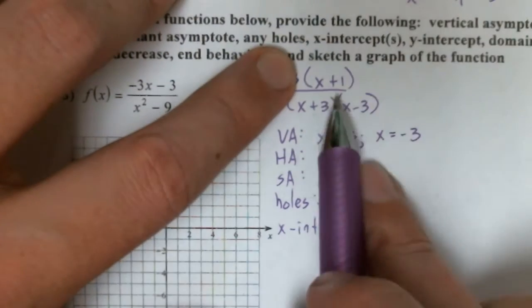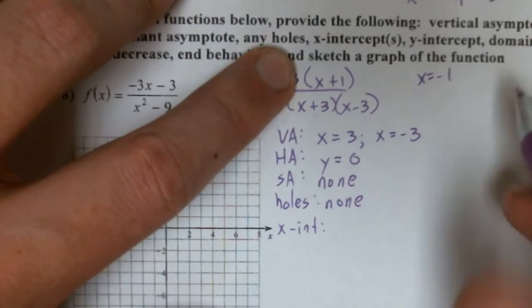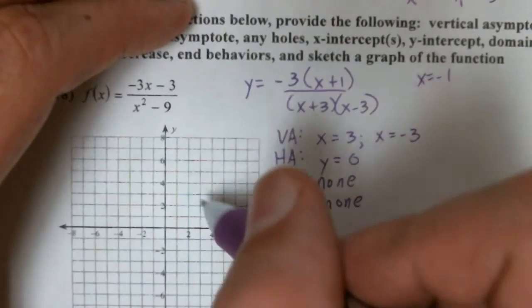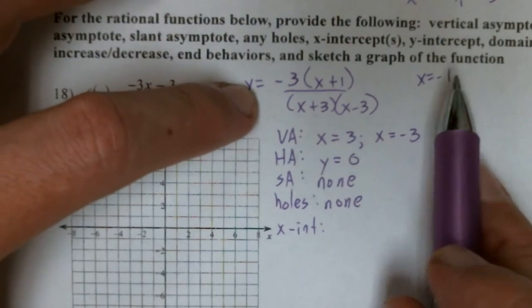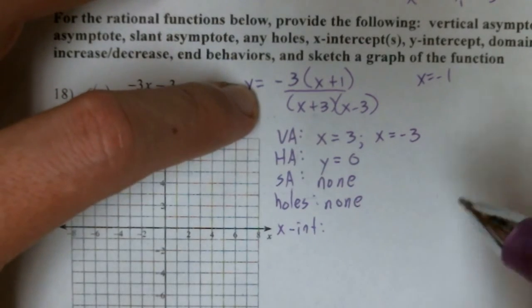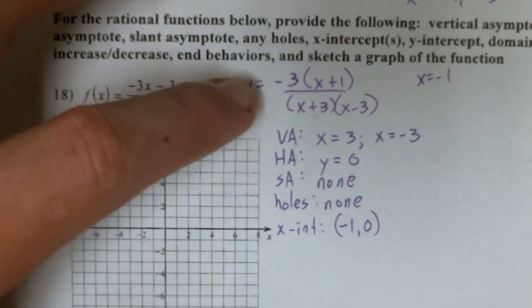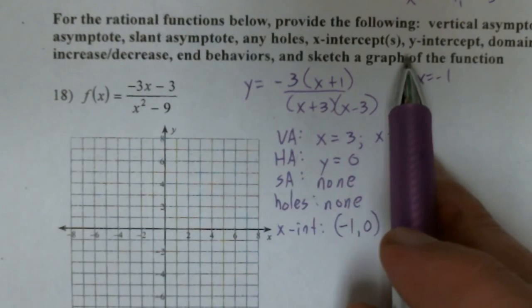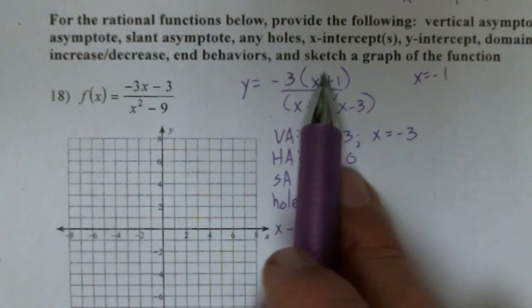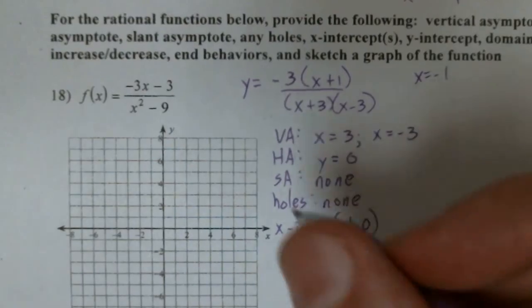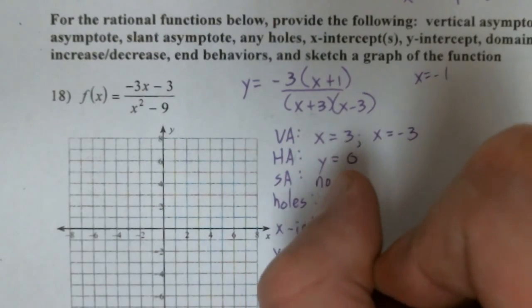So x is equal to negative 1, but remember it's an x-intercept. An x-intercept is a point on this grid, so it's going to be a number, comma 0 for every x-intercept. So that's going to be negative 1, comma 0. Is there anything else? No, that's it. That's the only x-intercept I have because I only have one number that gives me a 0 in the numerator. Okay, what about y-intercept?